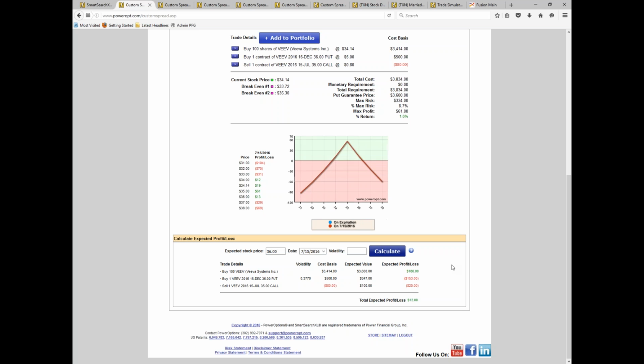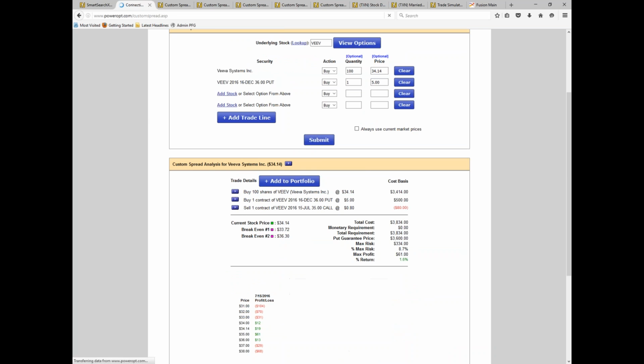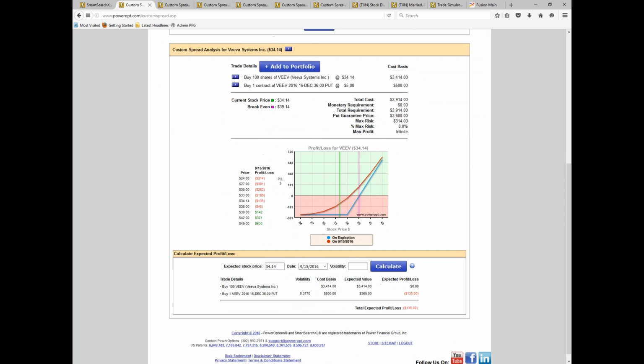And with the covered call here, as the stock moves up to 36, or adding the short call too soon, the stock's at 36, our expected profit would only be $13. But if I take the call out of the equation, and I say, what would happen in 30 days if the stock was trading at 36 with just the married put? And of course, we go to the July 17th expiration here. July 15th, was it? Yeah.